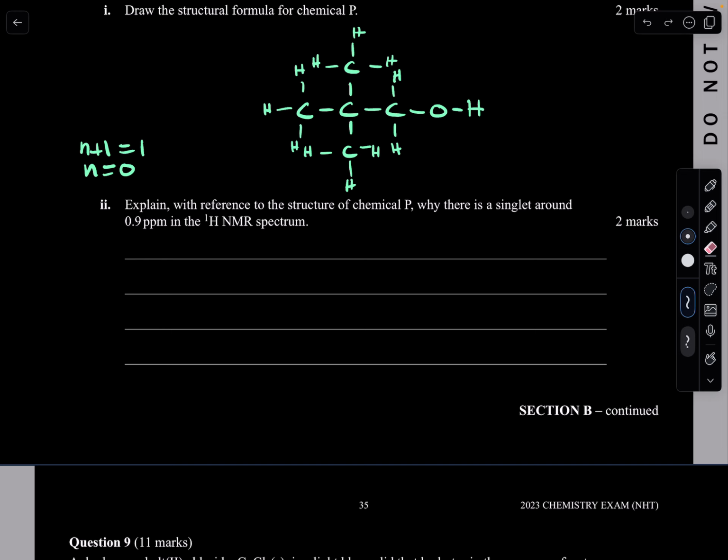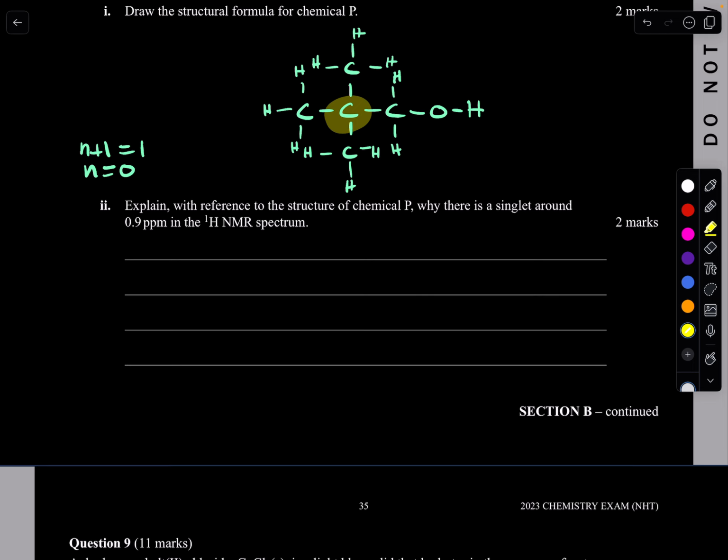Sorry, where's my highlighter? This one. This carbon actually has no hydrogens, so no protons, and that makes sense. So we can say, to get 1 mark, using the n+1 rule, the singlet means that the adjacent carbon has no hydrogen. But which of these other carbons or hydrogens told us this?